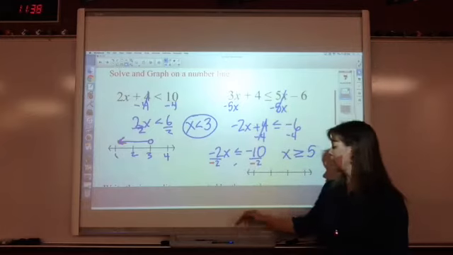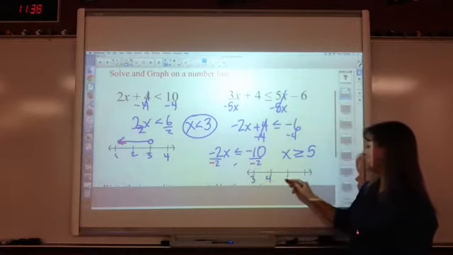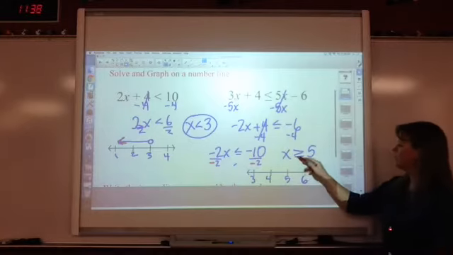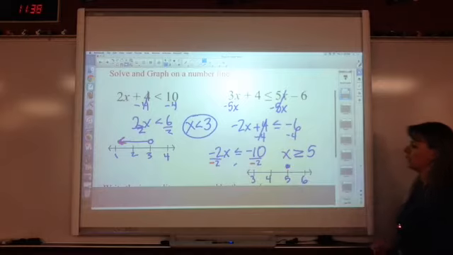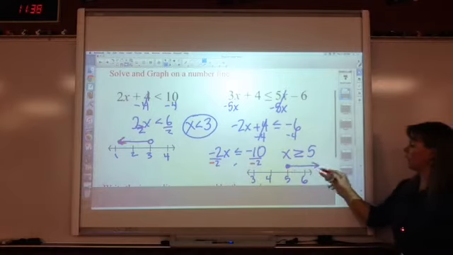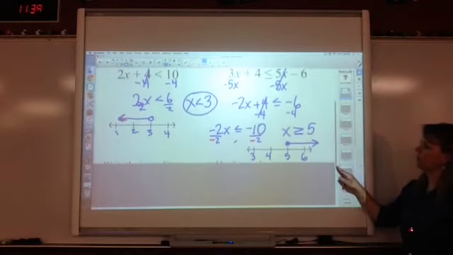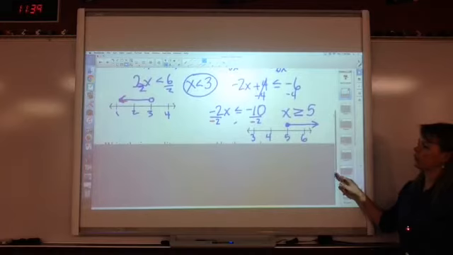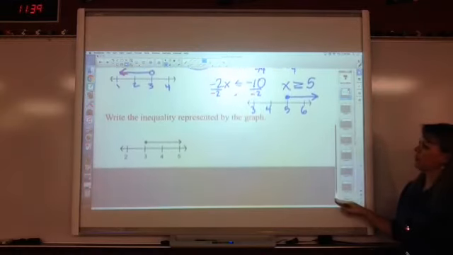Put your numbers on a number line. Get a few of them on there. Maybe 3, 4, 5, 6. Now, because of the underline, you have a closed circle. It can equal 5. And everything is going to the right, greater than 5. So there's a good review on solving inequalities. There will also be a couple problems.